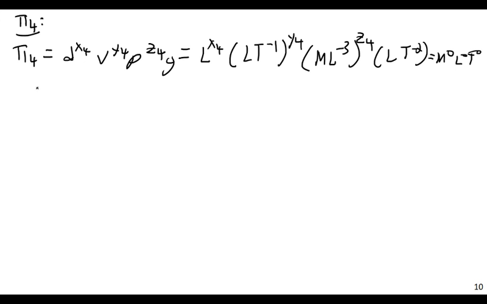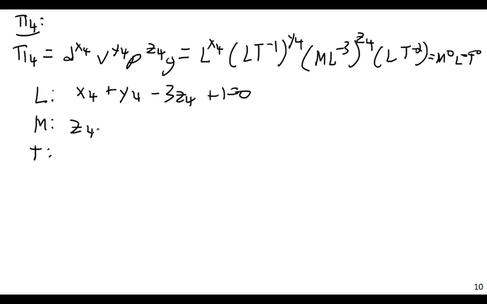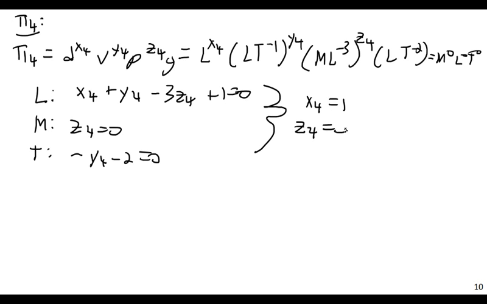And then if I create my equations from M, L, and T, for length this will be x4 plus y4 minus 3z4 plus 1 equals 0. And for t, I get negative y4 minus 2 equals 0. If we take all that together, we can get that x4 is equal to 1, z4 is equal to 0, and y4 is equal to negative 2.